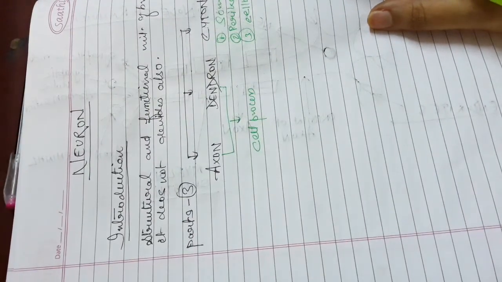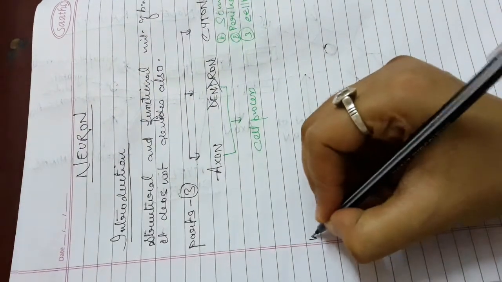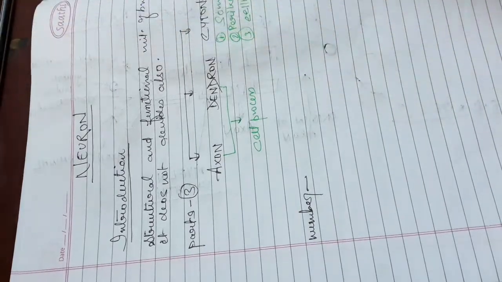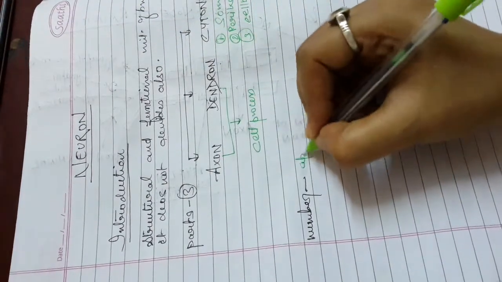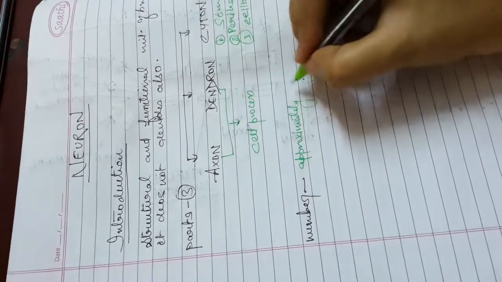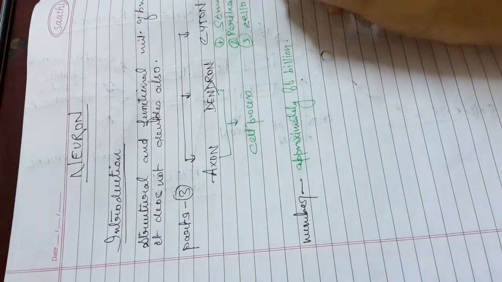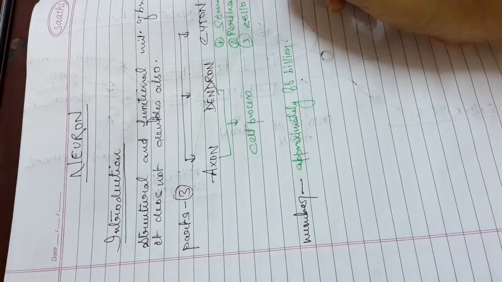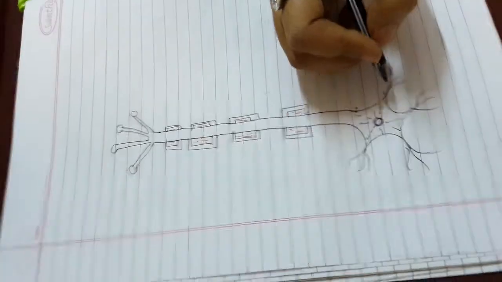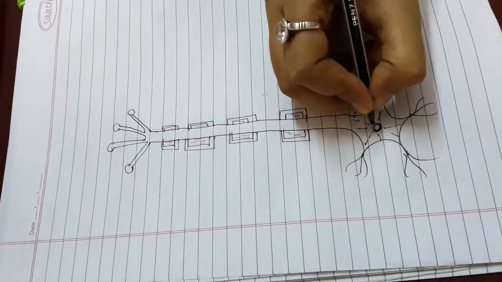Next we will see the number of neurons found in the human brain. There are approximately 86 billion neurons found in the brain. After that, we are going to discuss the parts of neuron and their functions. So, here is a rough diagram of neuron which I have drawn already.